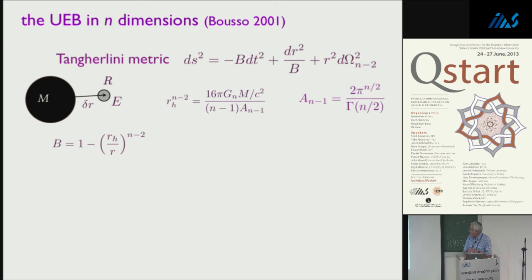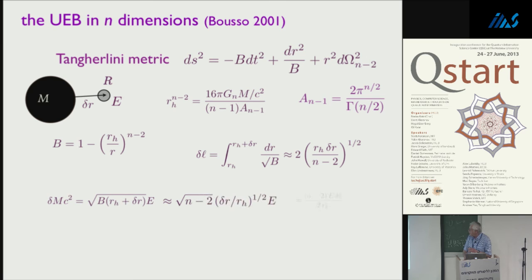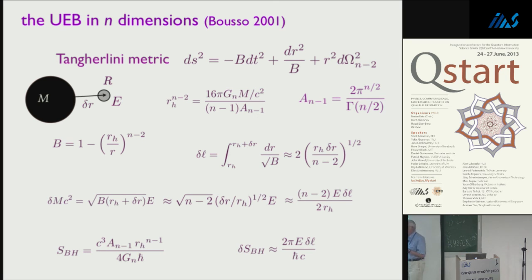show a proof by Bousso, very recent actually, of the fact that the universal entropy bound looks exactly the same in n dimensions as it does in 3. The idea was to take a black hole in n dimensions. That's the metric. Okay, in the metric you have this metric coefficient. This is the metric of the n minus 1 sphere. That's the metric coefficient B that appears here. The RH is the radius of the horizon.